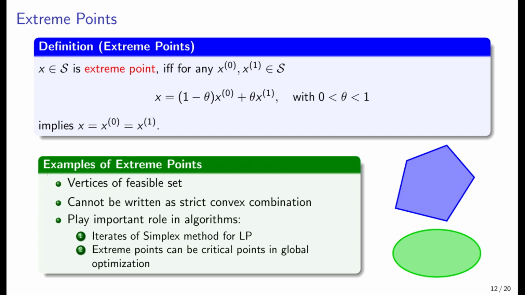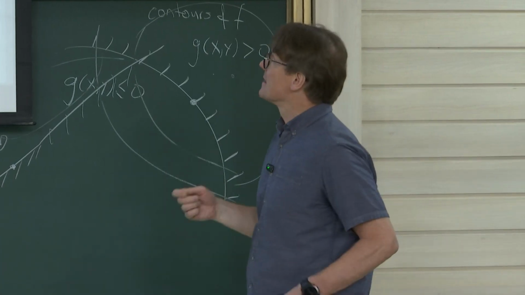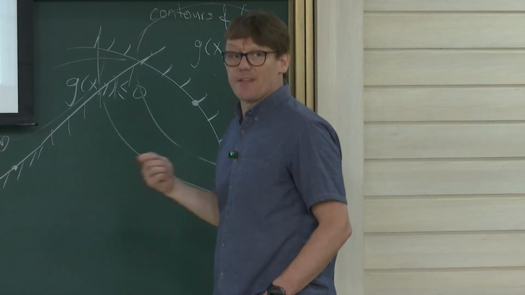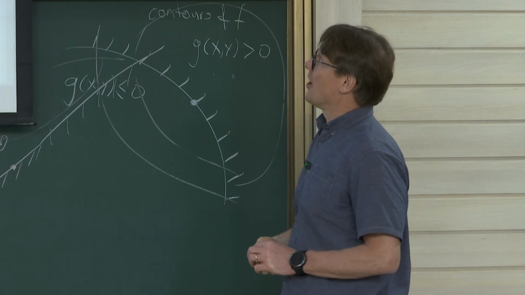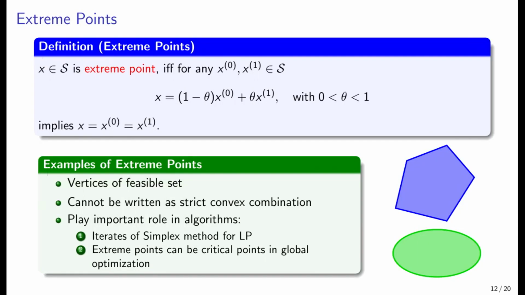Extreme points. Extreme points are also very important because they often give us good cutting planes, which we'll come to later. So they give us a way of algorithmically solving mixed integer nonlinear optimization problems. And an extreme point is a point such that I cannot express it as a convex combination of two other points in the set. That's what's written there in this definition.